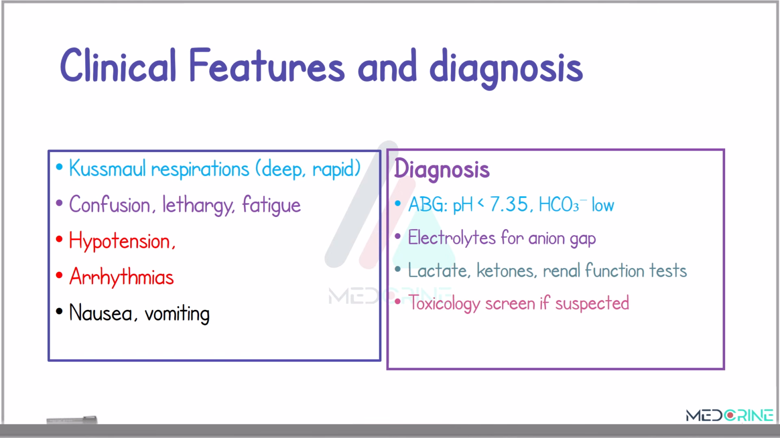The diagnosis of metabolic acidosis involves an arterial blood gas analysis showing low pH and bicarbonate levels, along with the serum electrolyte panels for anion gap calculation. Additional tests may include lactate levels, ketones, renal function test, and toxicology screening.